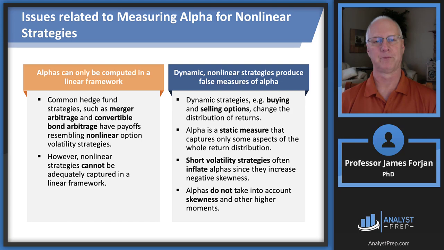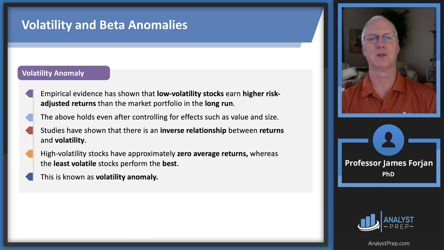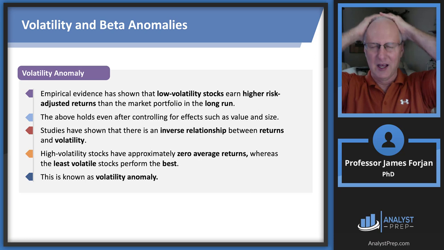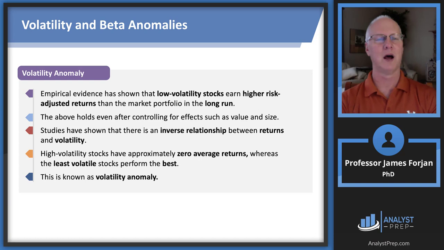All right, how about this volatility anomaly? Empirical evidence has shown that low volatility stocks earn higher risk-adjusted returns than the market portfolio in the long term. And this is true after robust tests that control for effects like size and beta. In fact, a substantial number of studies show an inverse relationship between returns and volatility. That has me pounding my head, and I'm thinking, okay, wait a minute. When I was in graduate school in the late 80s and early 90s, I just fell in love with the capital asset pricing model. Don't tell me that it's worthless now. Well, I'm not going to go to that extent, but we need to be very concerned and very careful when we use it. And this, of course, is known as the volatility anomaly.